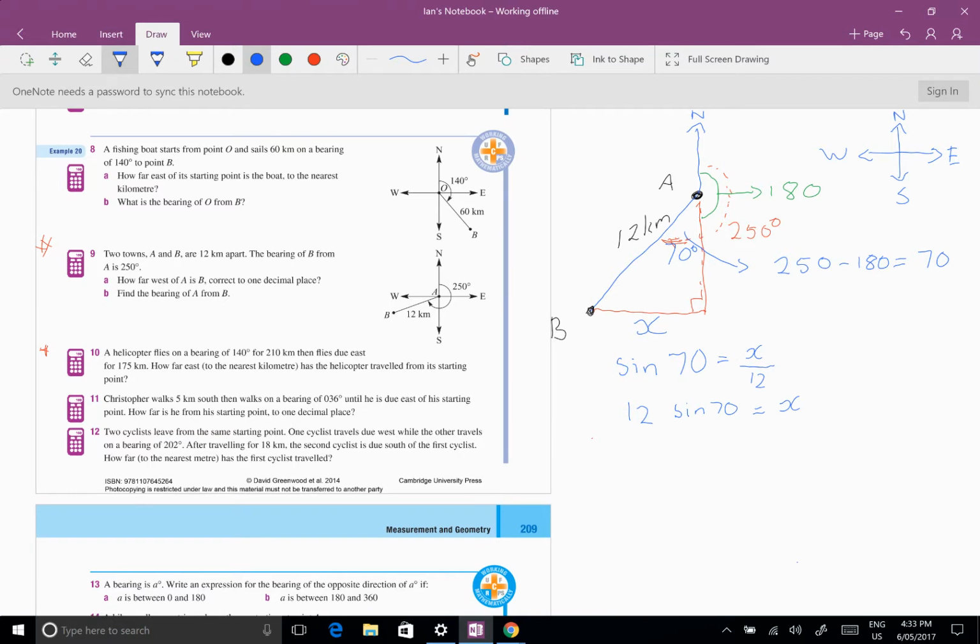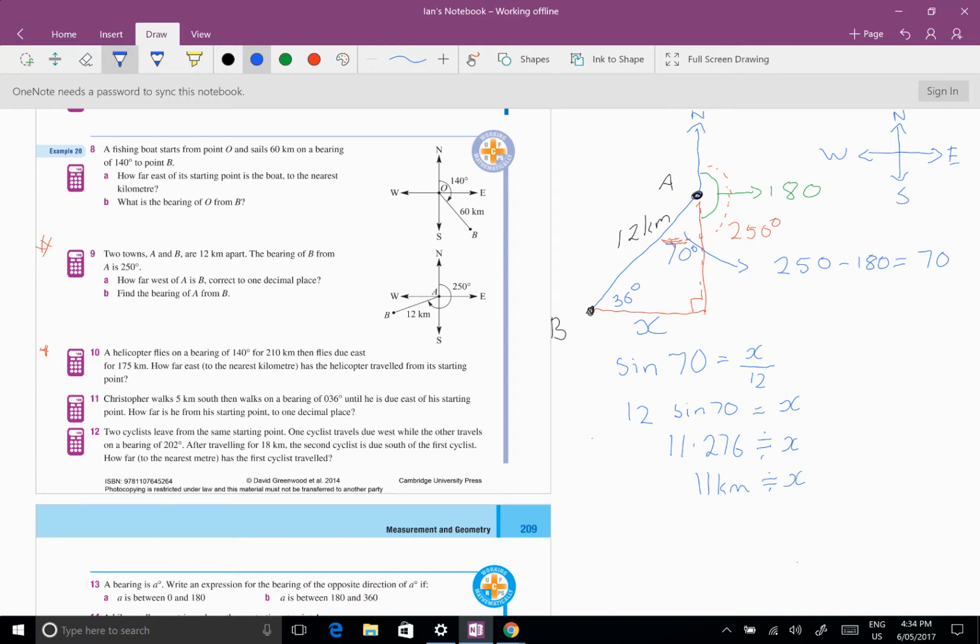I go to my calculator, 12 times sine 70, and I get 11.276 approximately. And I look at that and I go, well, that makes sense. The hypotenuse should be bigger. This should be less than the hypotenuse, and 70 degrees leaves a pretty big angle. It means it's only 30 degrees here. So I'm thinking it sounds good. They want it to the nearest kilometre, so I'm just going to say 11 kilometres. And it's approximate because I've rounded.